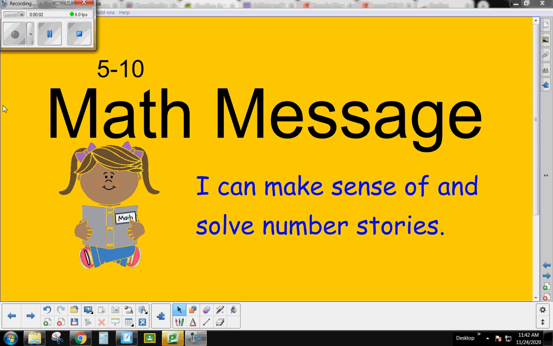All right, boys and girls, this is Math Message 5-10, the main math lesson of the day. And in this lesson, we are going to be making sense of and solving number stories. But let's go ahead and get warmed up. Have paper, pencil, or dry erase board ready, and let's do a few multiplication problems.